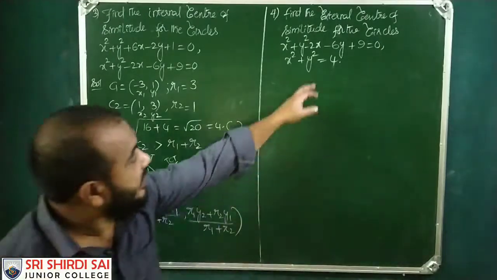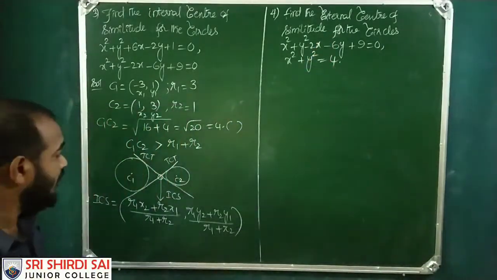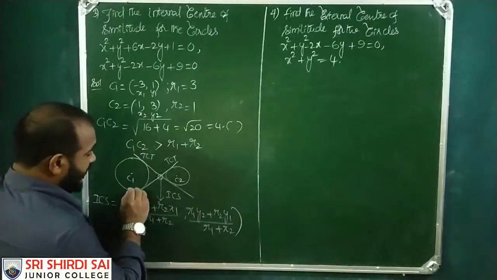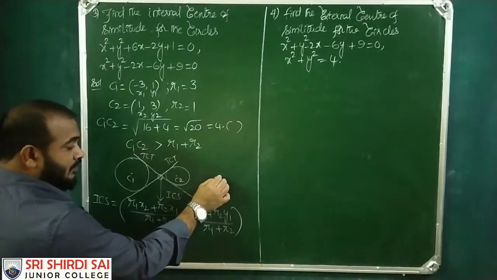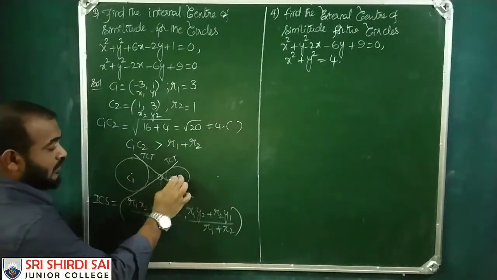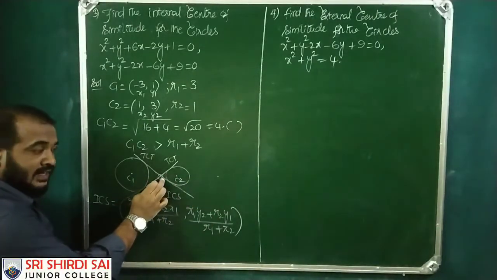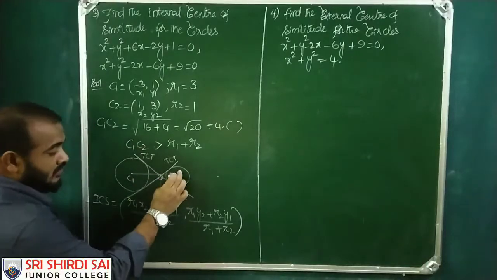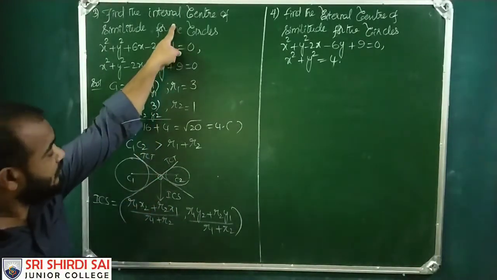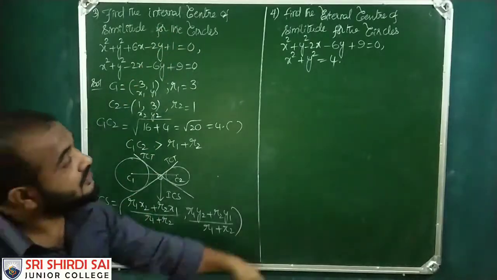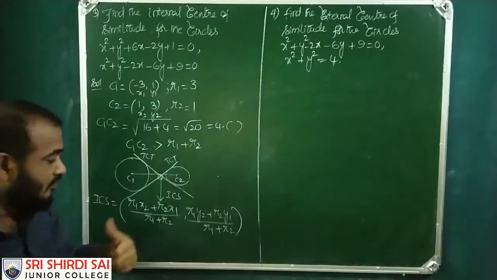So if we want the external center of similitude, this is one direct common tangent, this is another. This point lies outside the line joining the two centers. This point lies inside the line joining the centers of the two circles. So for the internal and external centers of similitude, the formula is the same, with a minus.